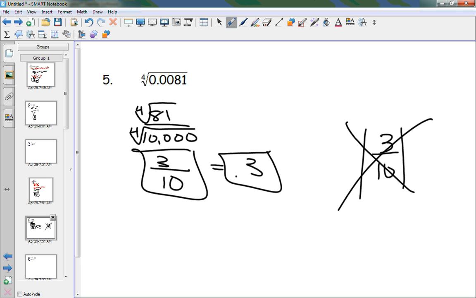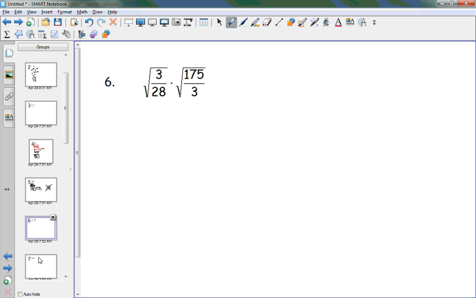Moving right along, number 6. I have 2 of these radicals attached by multiplication. Are my indexes the same? Yes. So what do you think I can do? Marry them. So I'm going to marry this whole thing: the square root of 3 over 28 times 175 over 3.